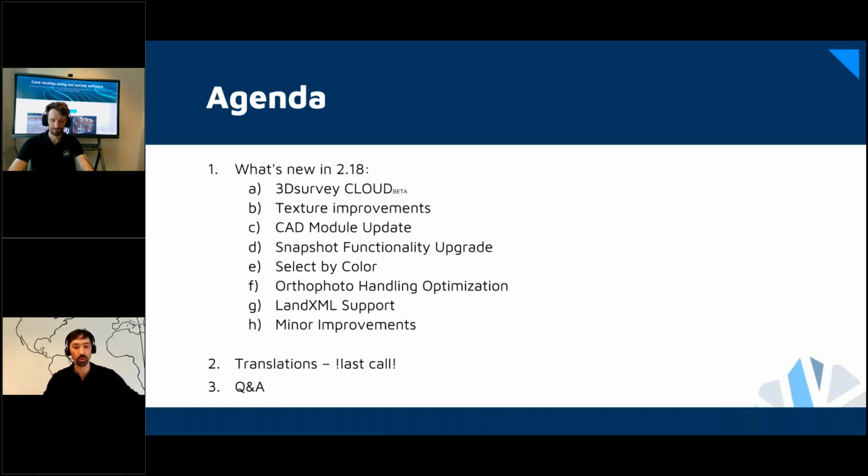Then we improved some orthophoto handling optimizations. In the past, we had some issues with visualizing some specific orthophotos in some specific files, and we will show you how we solved this. We added LandXML support for import data also in 3D Survey. So now you can directly from AutoCAD or similar CAD software import surfaces in 3D Survey and compare volume differences or anything like that. And of course, there are also a lot of minor improvements.